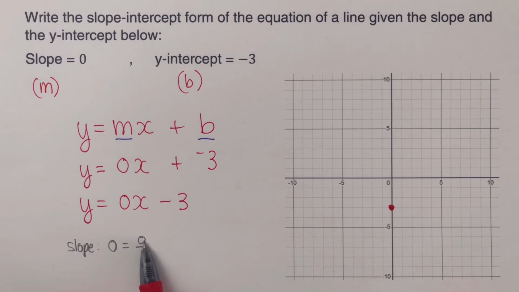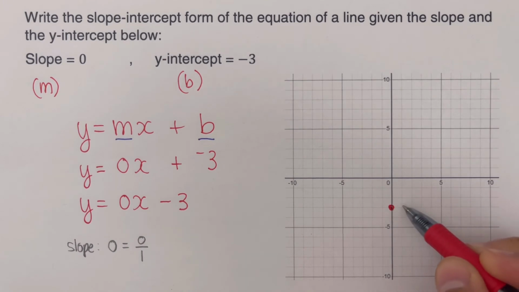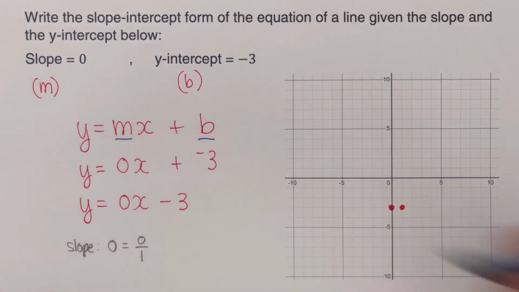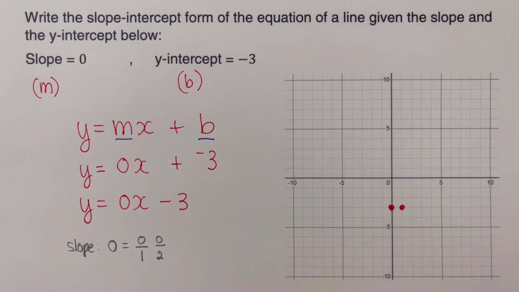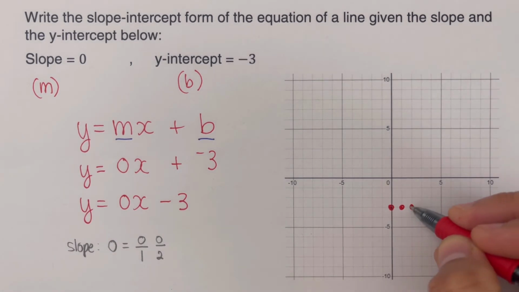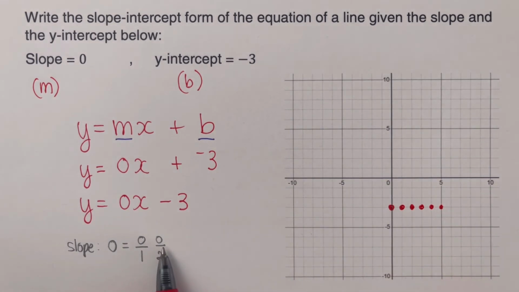So since this is 0, we're not going up or down, but then we go to the right 1. So I'm not going up or down, but I will go to the right 1. And we also remember that this 0 could also mean 0 over 2. That is still a 0. So that means we're not going up or down, but we go to the right 2. 1, 2. So this is the next dot. So that we can tell that the dots are actually aligned each other this way. So we still have to do 0 over 3, 0 over 4, and so on.